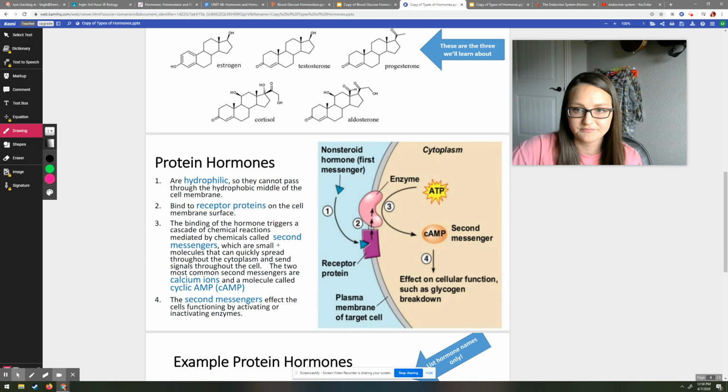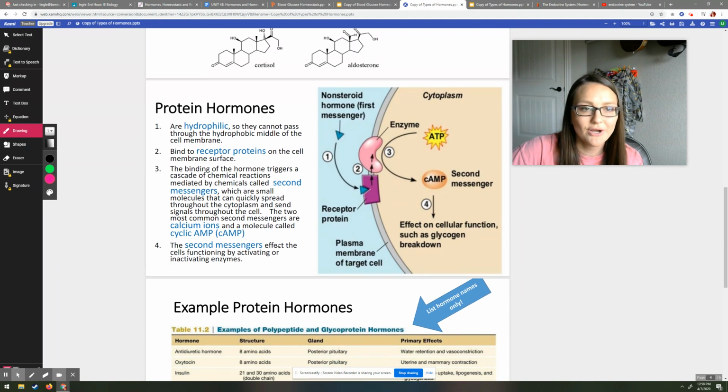Okay, on to protein hormones. Protein hormones are hydrophilic, meaning that they are water loving. And because your cell membrane is made primarily of lipids, and lipids are hydrophobic, meaning they don't get along with water very well, something that is hydrophilic is not going to be able to pass through a hydrophobic membrane.